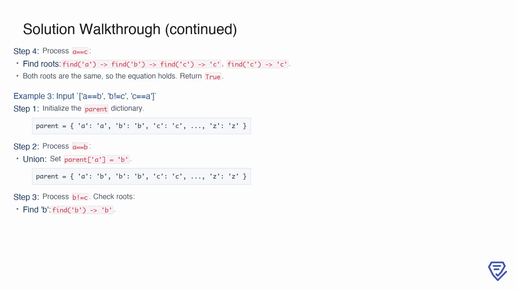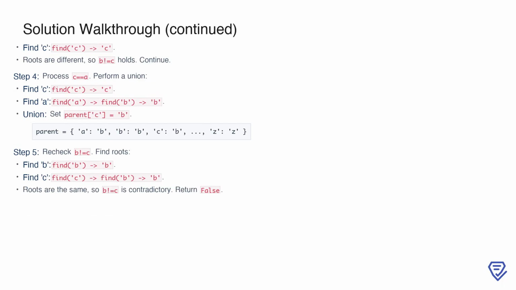Shifting to another example, consider the input: A equals B, B not equals C, C equals A. As always, we initialize the parent dictionary with each variable pointing to itself. The first equation is A equals B, so we perform a union operation by setting the parent of A to B. This unifies A and B into the same set. Next, we evaluate the equation B not equals C. To check if this inequality holds, we find the roots of B and C. The root of B is B, and the root of C is C. Since the roots are different, the inequality B not equals C is satisfied, and we can continue processing.